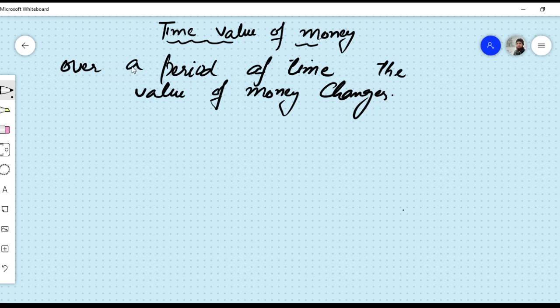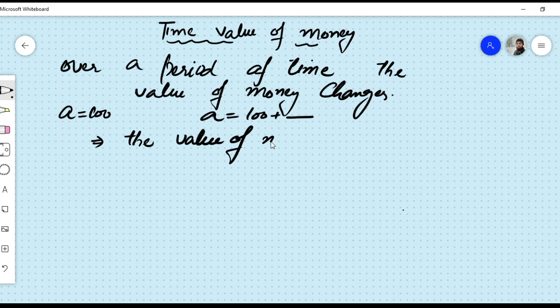Time value of money. Over a period of time, the value of money changes. Suppose we bought a product at rupees 100 today. After a few years, or 5 years, the same product cannot be bought at rupees 100, but we have to pay some extra money to buy the same product after a few years, which gives us an idea that the value of money has decreased. So with the passage of time, the value of money decreases.